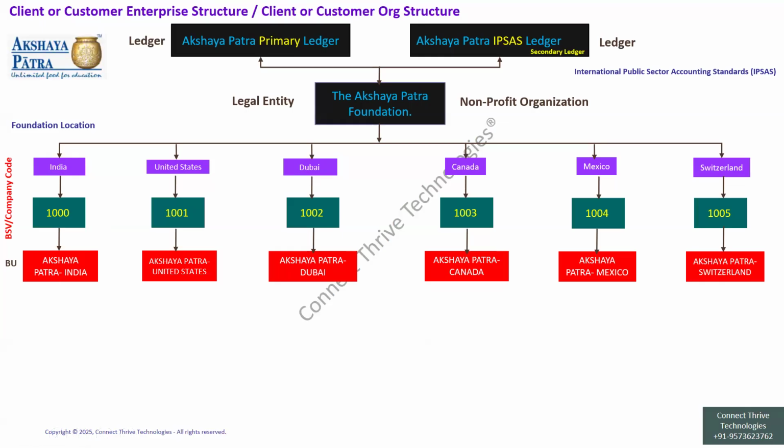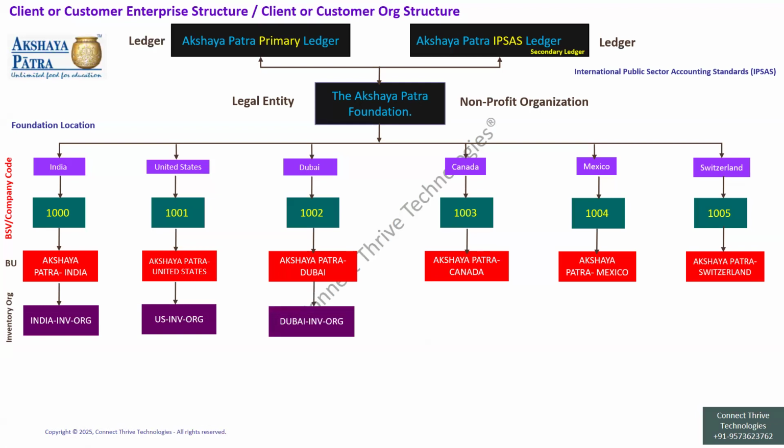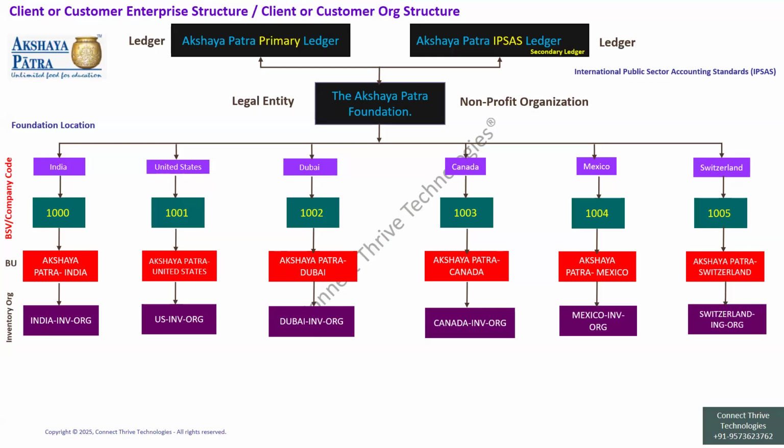So in our example, we will create only one business unit per country. Under that, we will get the inventory org against the BU, country-wise: India inventory org, US inventory org, Dubai inventory org, Canada inventory org, Mexico inventory org, and Switzerland inventory org. At the same time, under each inventory org we have options to create sub inventory also.